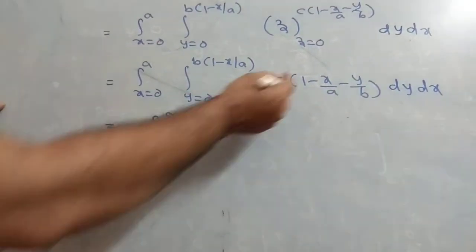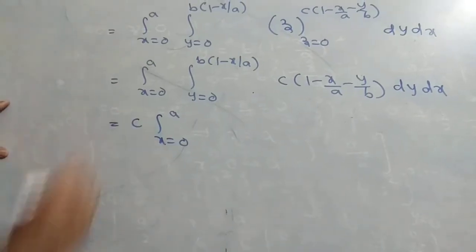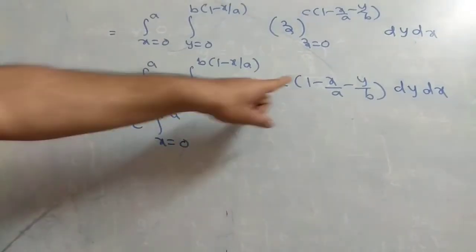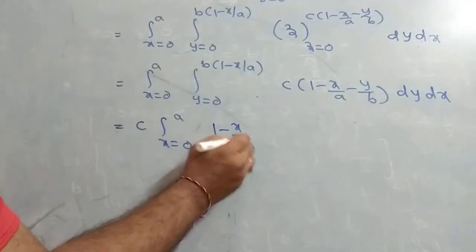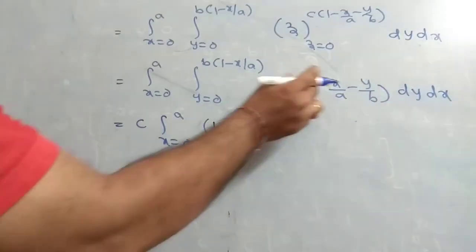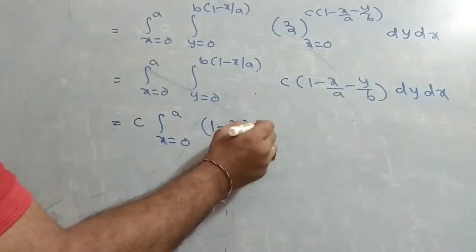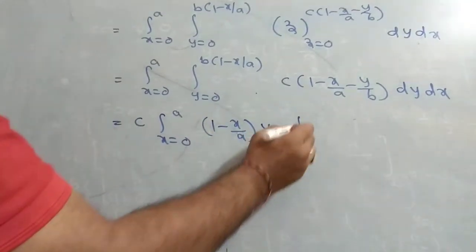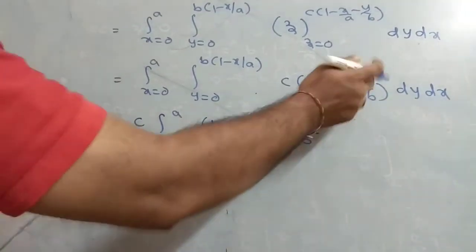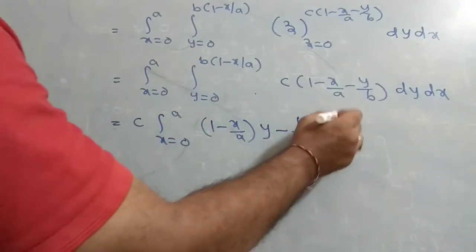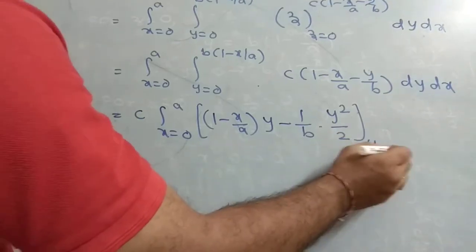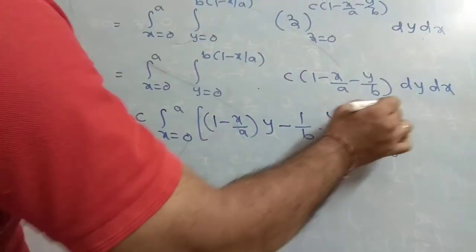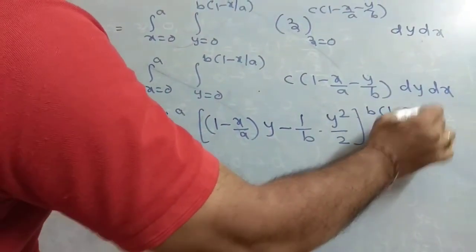I am taking this c, anyhow it is a constant, you can take it outside. Integral of this. So I am taking 1 minus x by a is only one term. So integral of, there is no y term, into y minus 1 by b you can write as it is. What about the y integration? It is y square by 2, and you are substituting that y limits. It is 0 to b into 1 minus x by a.